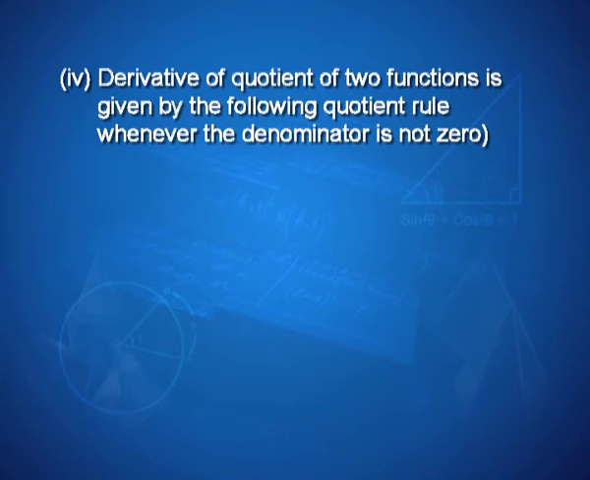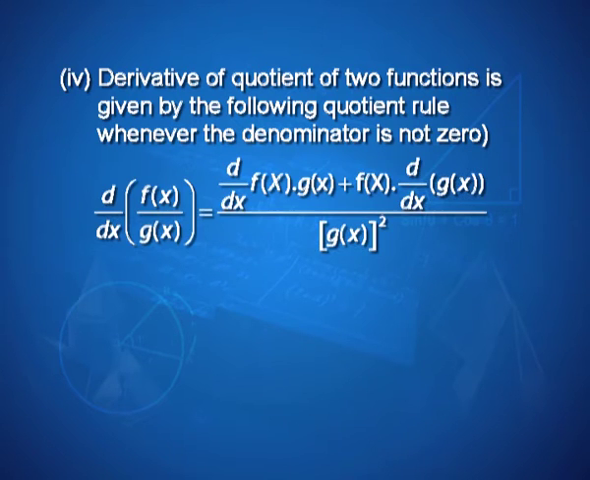Derivative of quotient of two functions is given by the following quotient rule. Wherever the denominator is not 0, d by dx of (f of x upon g of x) is equal to ((d by dx of f of x) into g of x minus f of x into (d by dx of g of x)) divided by (g of x) whole square.